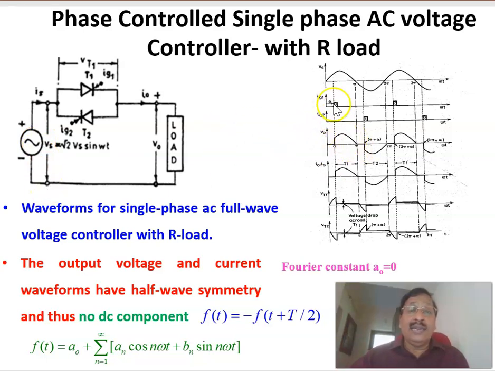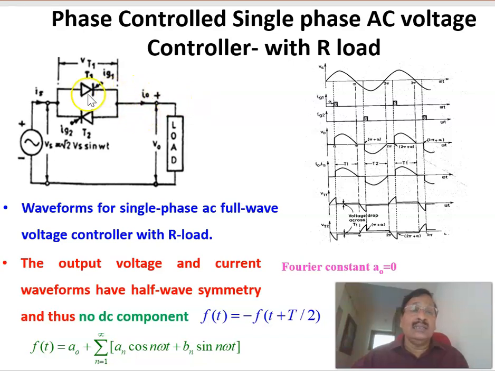During the positive half cycle, that is 0 to pi radians, T1 can conduct because it is getting forward bias. Once the gating signal comes at a certain angle, the firing angle alpha, then T1 will be conducting, and the output voltage will be the same as the input voltage. That is why at the firing angle alpha, you get the same voltage as the input.